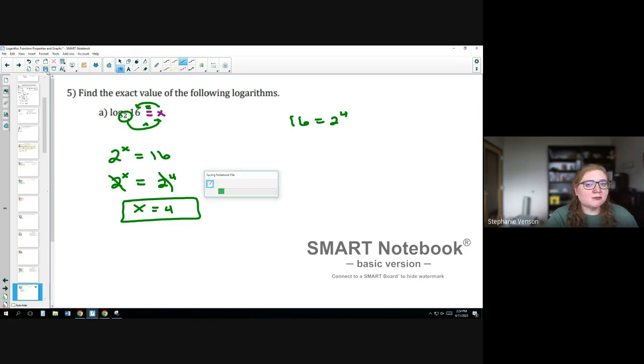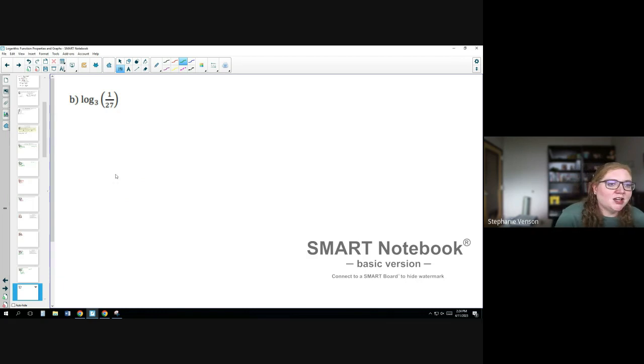Okay, and we're going to do several of these. So if you need to hear the explanation again, feel free to rewind it. But we're going to look at example B and do this again. Same as last time, we're going to set this equal to x. And then we're going to solve for x by rewriting this. So 3 raised to the x set equal to what's inside. So 3 to the x is equal to 1 over 27.